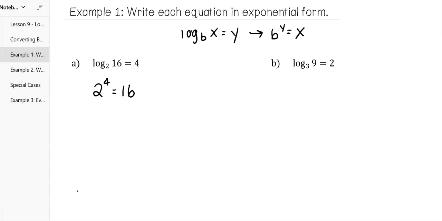So go ahead and pause this video and give b a try. Convert log base 3 of 9 equals 2 into exponential form. All right, so when we convert this, we've got b to the y, so 3 squared equals 9.